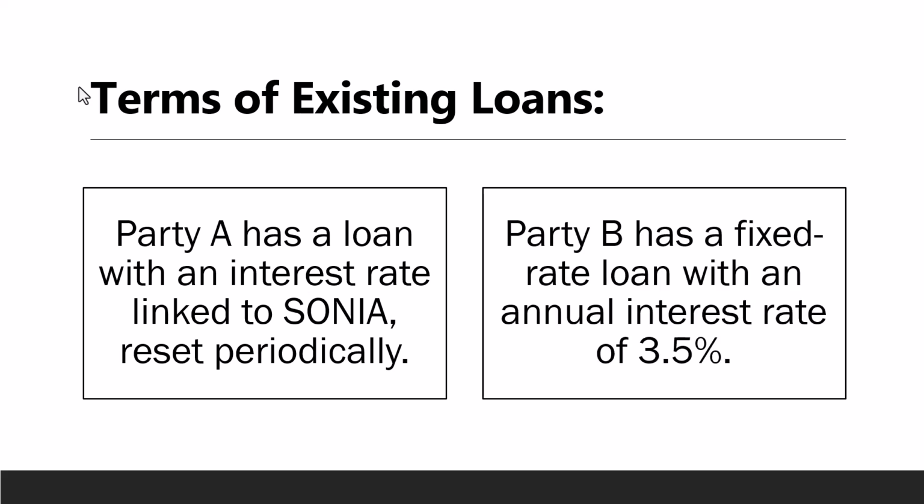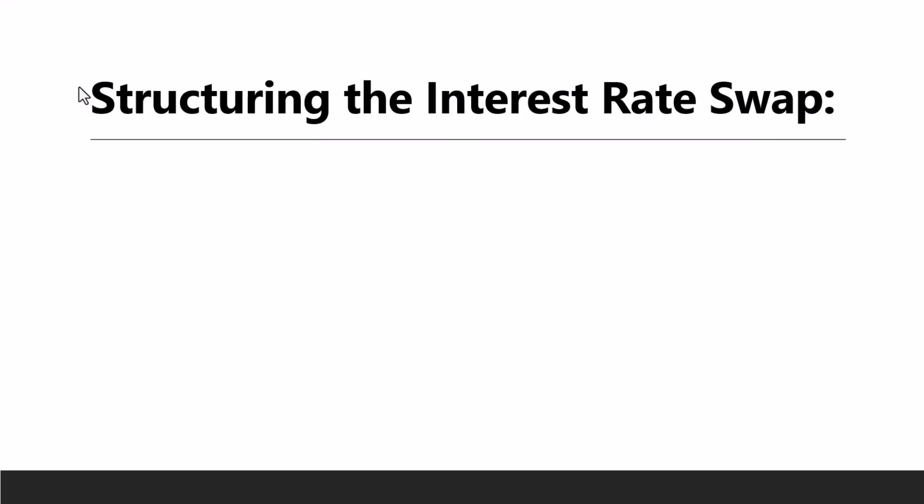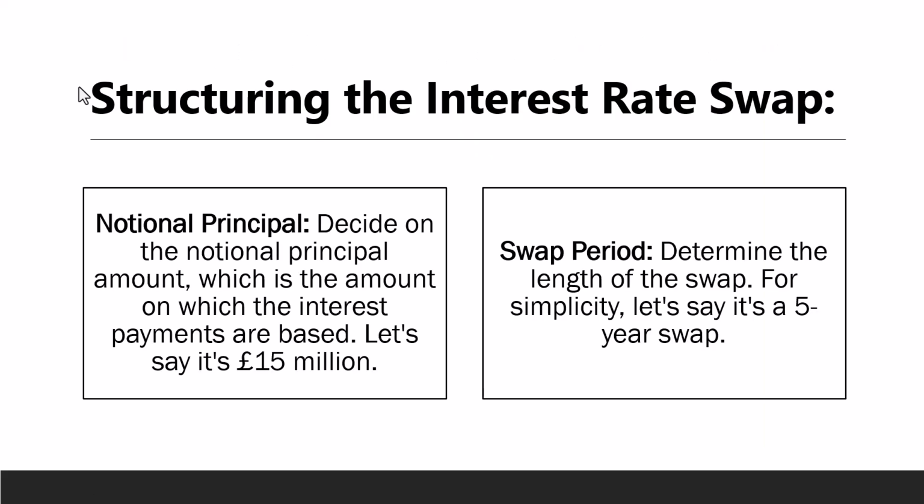Party B has a fixed rate loan with an annual interest rate of 3.5%. So now the situation is like this: A has a floating loan which is paying SONIA plus 0.2%, and B is paying a fixed rate of 3.5%. So this is the current scenario. Now, structuring the interest rate swap.